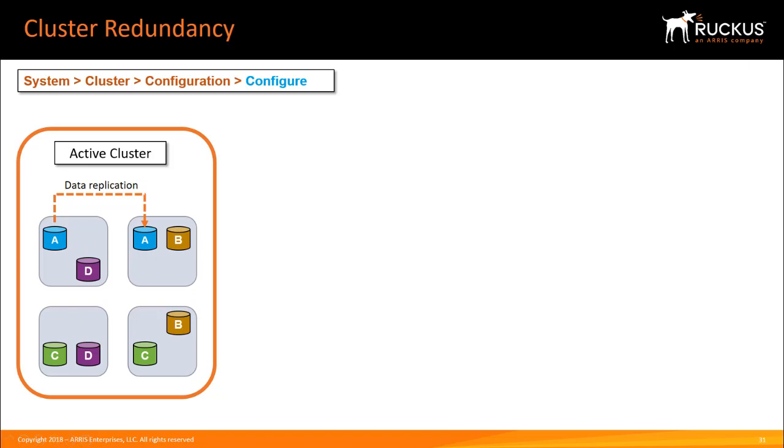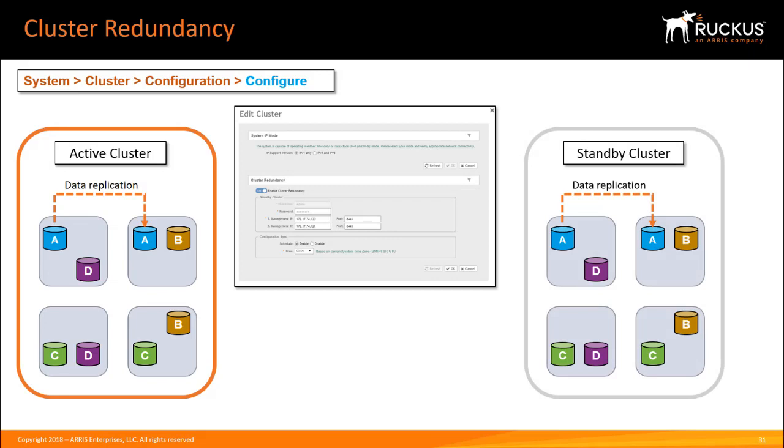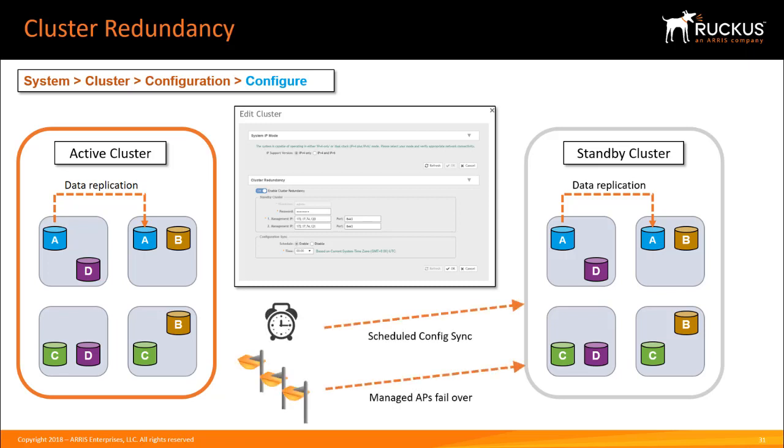If you have multiple clusters on the network, you can configure cluster redundancy to enable APs managed by a particular cluster to fail over automatically to another cluster if the parent cluster goes out of service or becomes unavailable. Note that cluster redundancy is supported only on SmartZone 300 and Virtual SmartZone High Scale. Cluster redundancy is an advanced topic for very large deployments. Detailed setup and configuration is outside the scope of this course, so please refer to the Ruckus SmartZone 300 and Virtual SmartZone High Scale Administrator Guide for details.